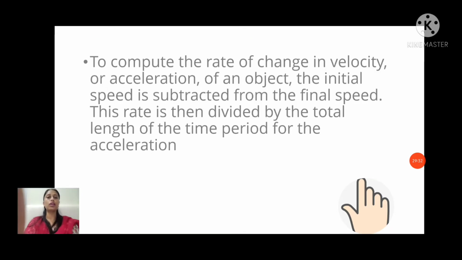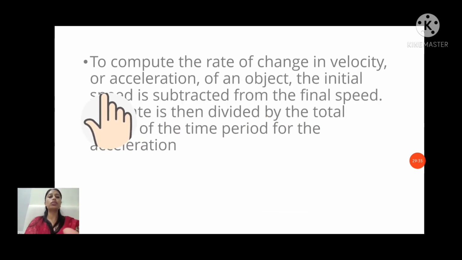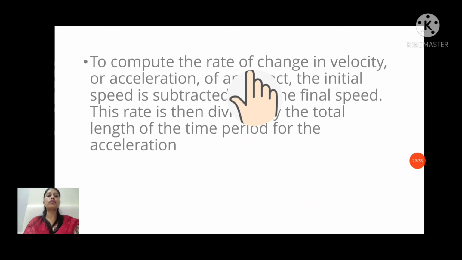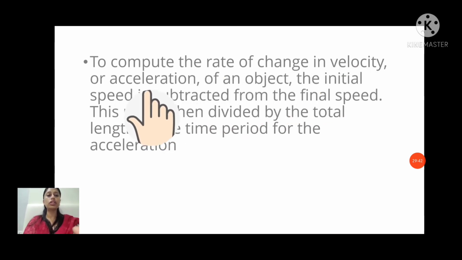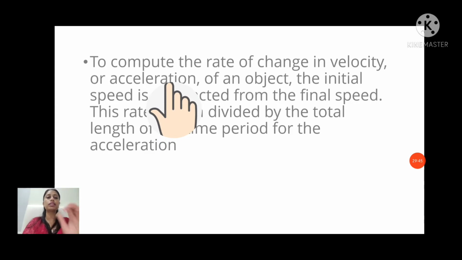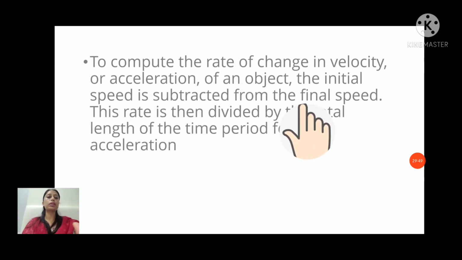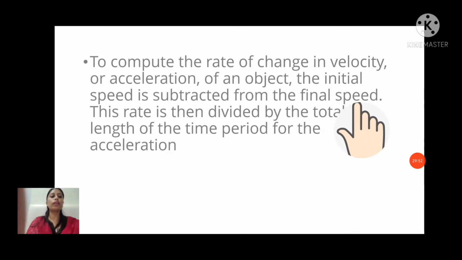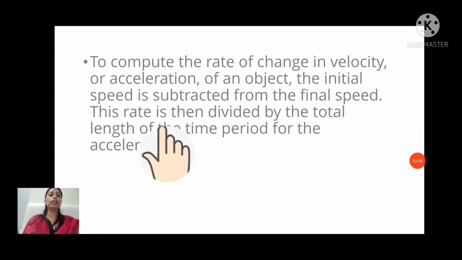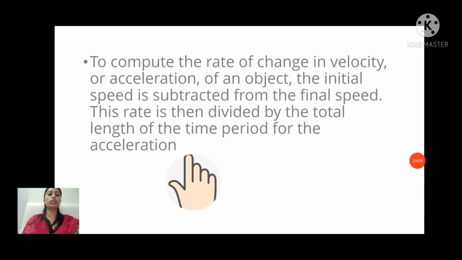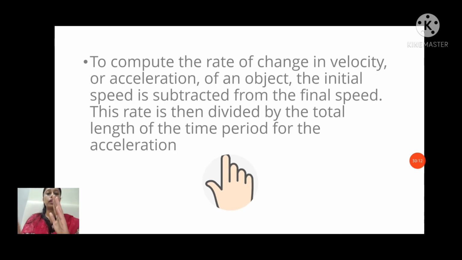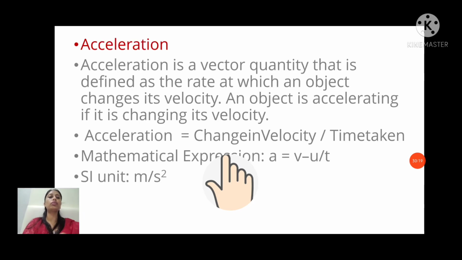To compute the rate of change in velocity, or acceleration, the initial speed is subtracted from the final speed. Final speed minus initial speed gives you the change. This is then divided by the total length of the time period for the acceleration. So the final velocity minus initial velocity divided by time will give you the acceleration. This is the formula for acceleration.